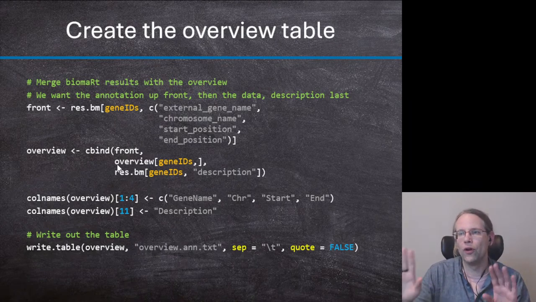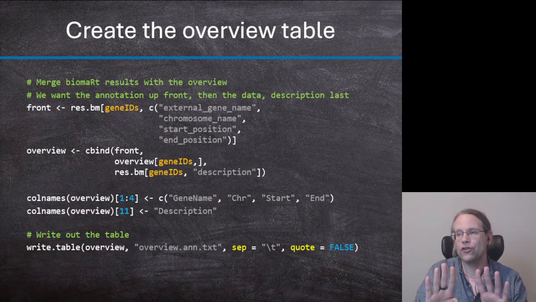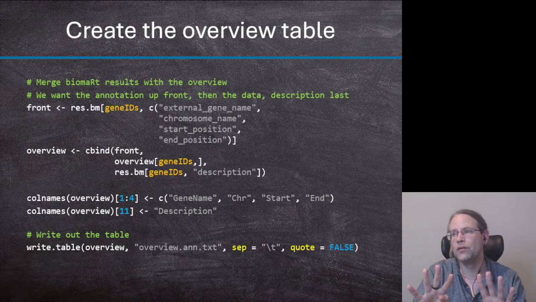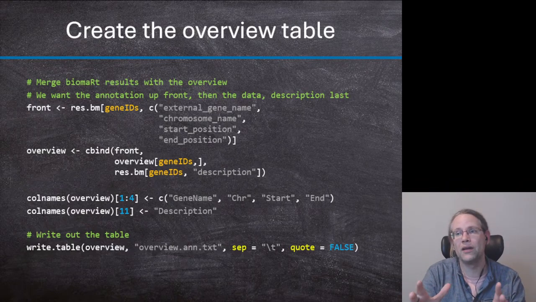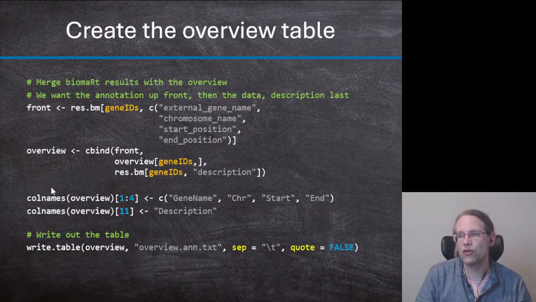Then I'm going to put the whole overview table afterwards. So the expression values, the fold change, and the p-value. And then the description is going to be afterwards, because I might want to cut that off once I come to Excel. I might not want to have it in my main table in my text. I'm also going to change the column names a little bit, because I want to have gene name, chromosome, start and end, and I want Description to be written with a capital. And then I'm going to just write out my overview table that I just created.